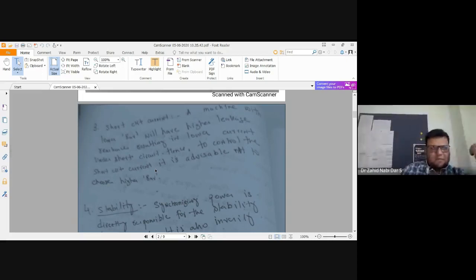Means higher BAV we should not choose. What does higher BAV mean? Your flux is more, your area is less. So BAV is like a current density, flux by area.